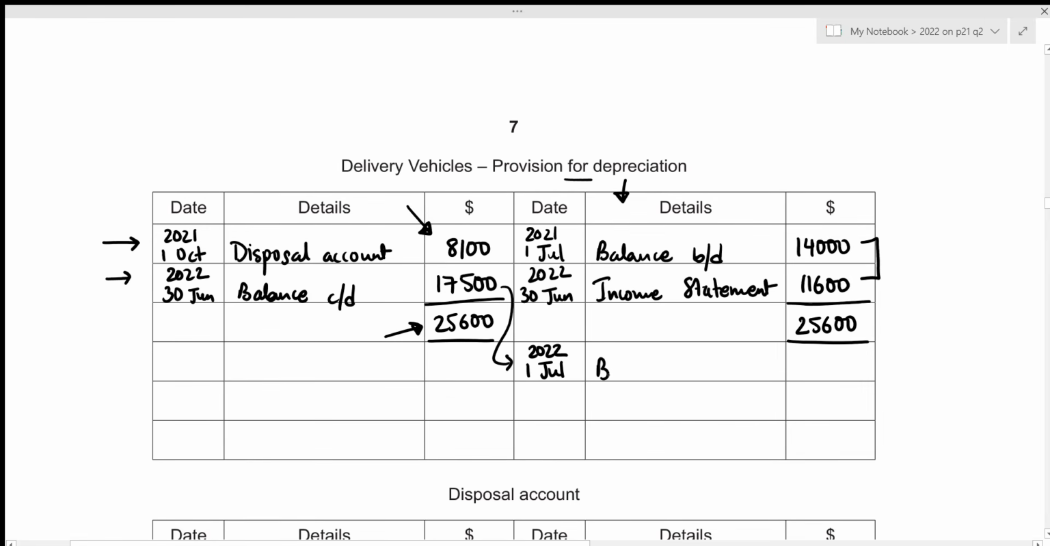So this is going to be our opening balance now. And it's going to have the same amount as the closing balance for last year. So that's going to be 17,500. This concludes our provision for depreciation account. We can now move towards the next one.